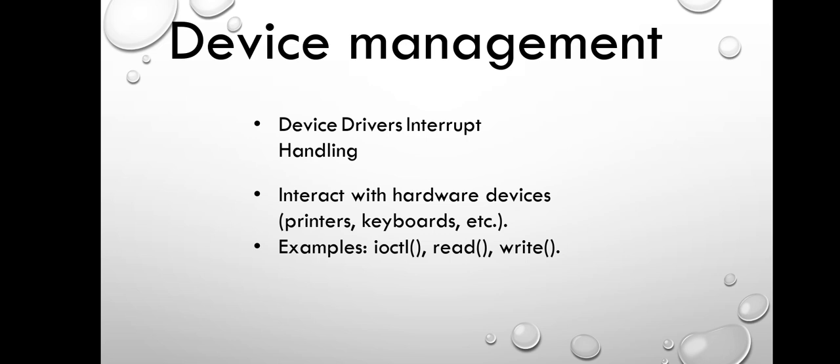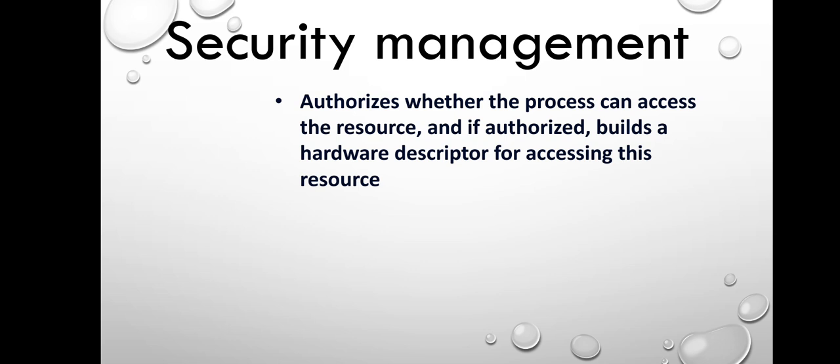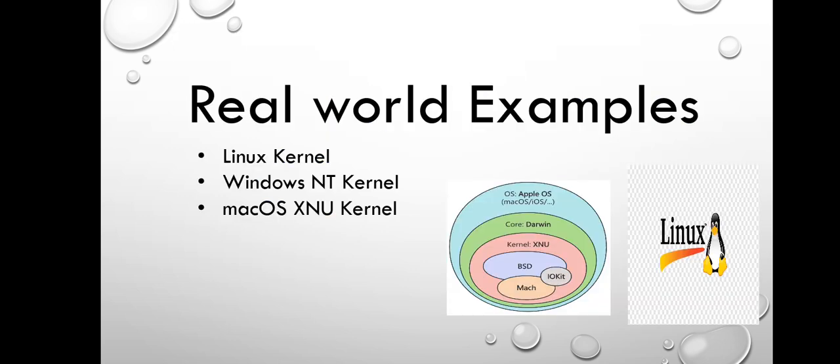Device management. Device management is nothing but device drivers, interrupt handling, interacting with hardware devices like printers, keyboards, etc. Examples: ioctl, read, write. Next we see security management. Check whether the process is authorized to access the resource and if authorized, build a hardware descriptor for accessing these resources. Real world examples: Linux kernel, Windows NT kernel, Mac OS XNU kernel.